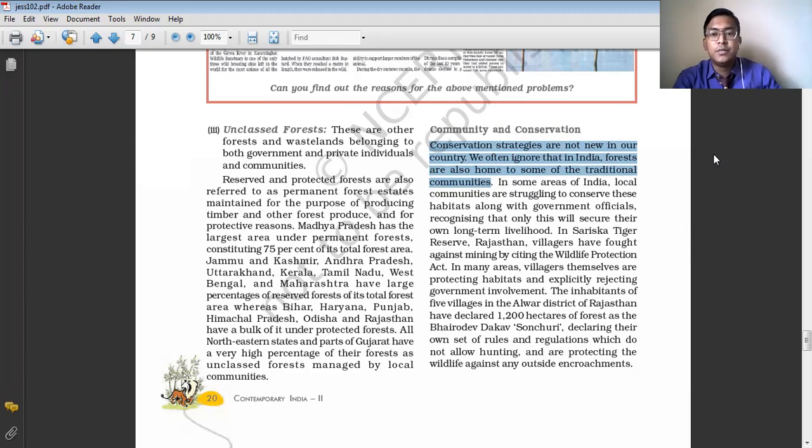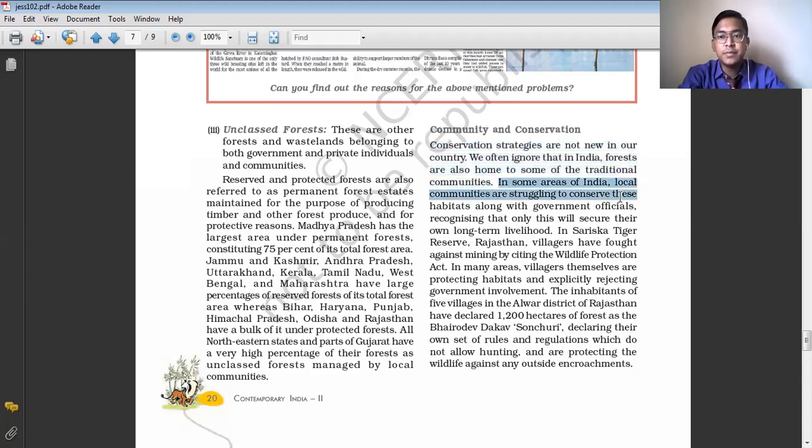Conservation strategies are very old because there are many tribal groups in our country, many groups of people who live in these forested areas and earn their livelihood through them. These people have adopted various measures and followed their own way to protect the forest and wildlife resources of our country. These forests are the home to various traditional communities.